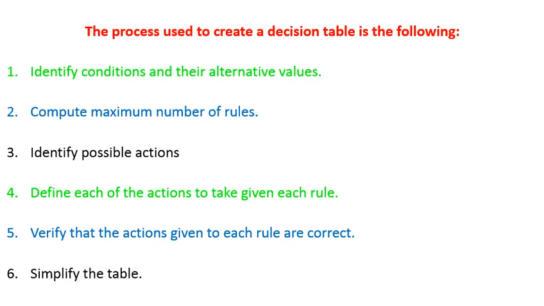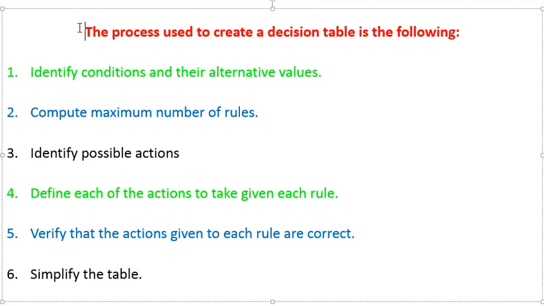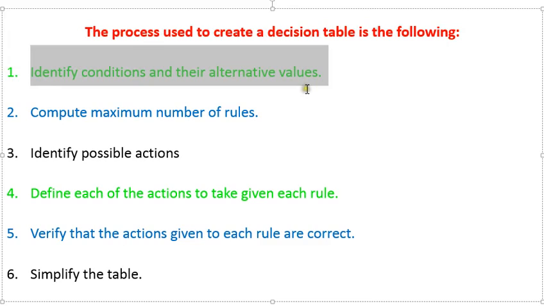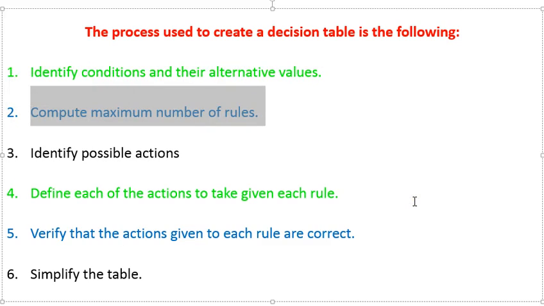Now, the procedure we follow for creating a decision table includes these 6 items. Number 1, we identify the conditions and their alternative values. That is, we identify all the conditions and say, okay, condition A, what are the alternatives? Condition B, up to the last one. Then the next thing is we compute the maximum number of rules, and we are going to see how to calculate the maximum number of rules with the help of an example.